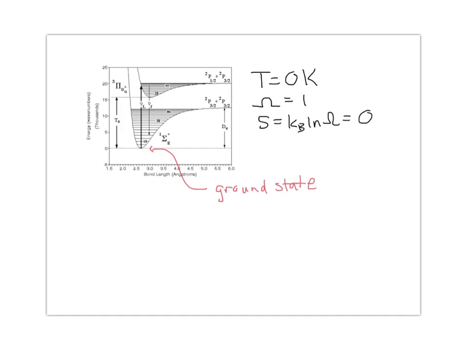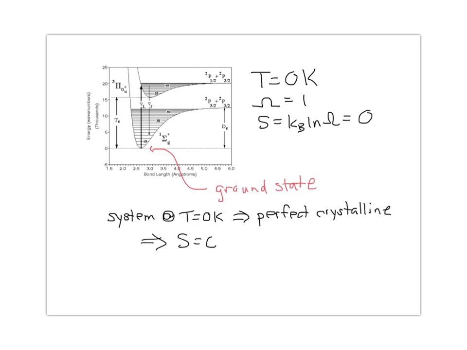And so we can define the system at 0 Kelvin, in which case all particles in the system will be frozen in place, and thus we have a perfect crystalline system as our zero of entropy. This statement is what is known as the third law of thermodynamics.